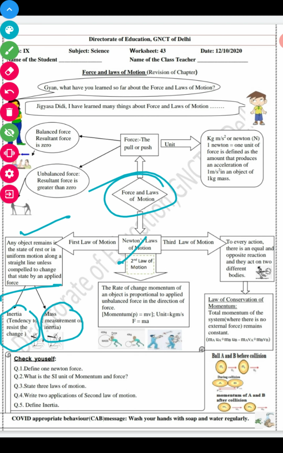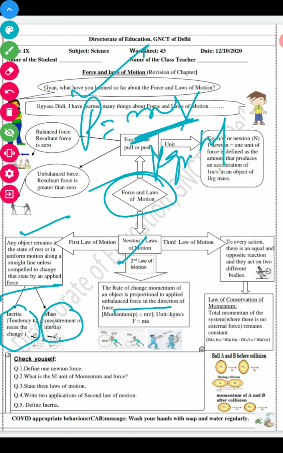Second law of motion: the rate of change of momentum of an object is proportional to the applied unbalanced force in the direction of force. Momentum is equal to m into v. Means the rate of change of momentum is proportional to the applied and unbalanced force in the direction of force. Okay, and its unit is kilogram meter per second.